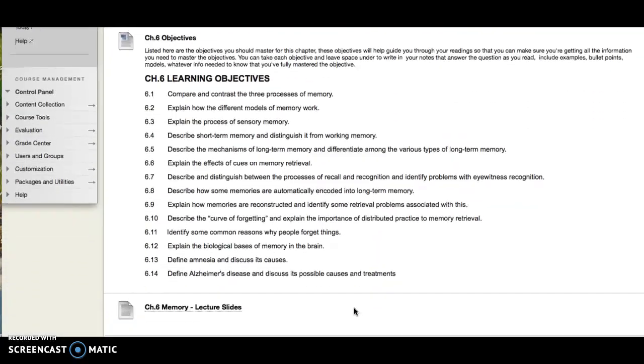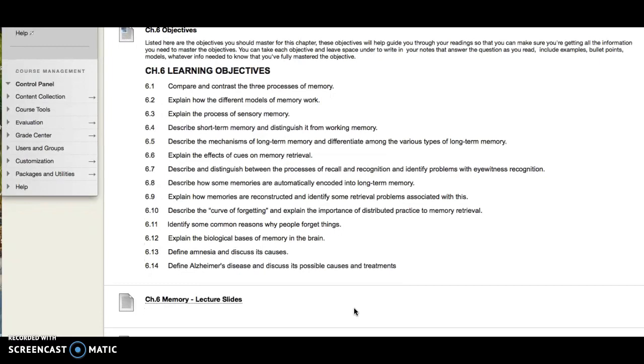So in terms of what you're going to be covering for the memory chapter, we're going to first be looking at how we understand memory to work. So we kind of look at it in 3 phases or 3 processes of memory. And that starts at sensory memory, it goes to working or short-term memory, and then long-term memory. So pretty much it's going to break it down into those 3 throughout the chapter.